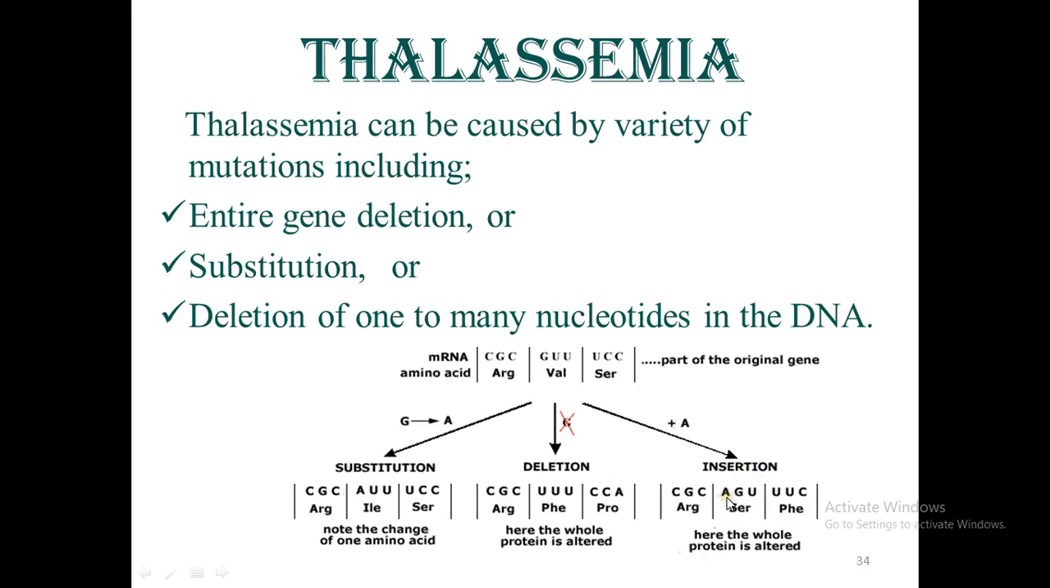What is that one single nucleotide? This is that one single nucleotide that has been inserted out here. And in the deletion sequence, what do we find? That this is the nucleotide which had been deleted, and so the entire triplet nucleotide codon had been shifted one place up. So it became UUU, and then it becomes CCA. So here also the whole protein is altered, whether it's a deletion of a nucleotide or an insertion of a nucleotide. But in case of substitution of a nucleotide, we find that the change is only of one amino acid.